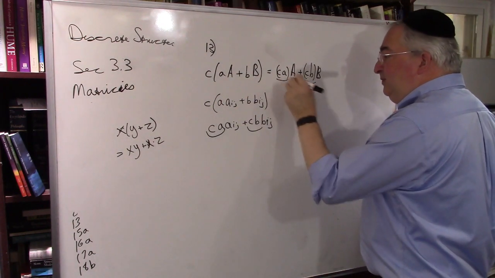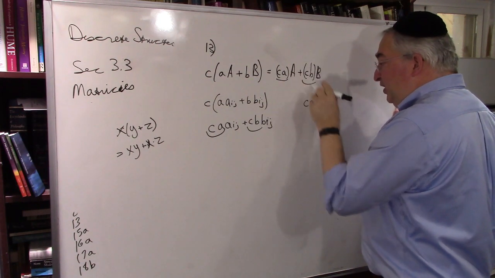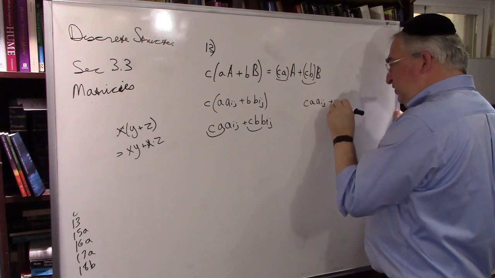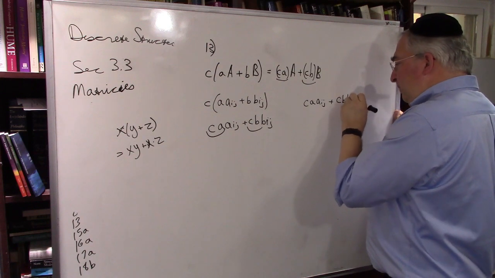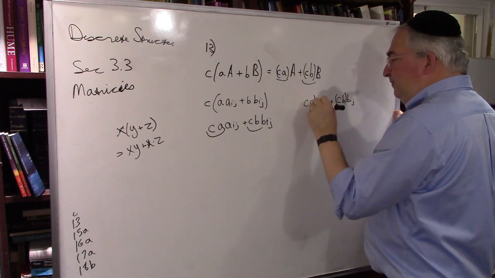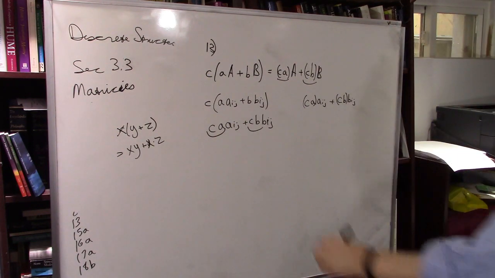Okay, each one of these elements is going to be what? You're going to take C times A, and you're going to multiply it by the ijth position, Aij. You're going to do C times A, add them, plus C times B times Bij. It's exactly the same. Okay, so that's 13A.